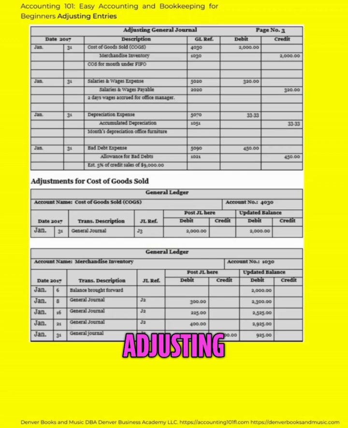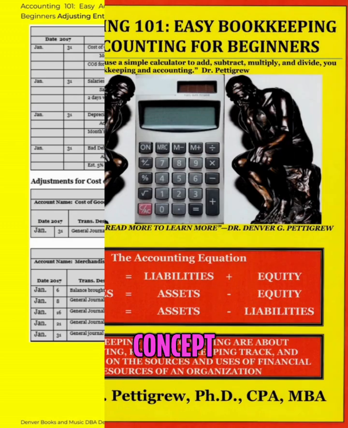After the adjusting entries are completed and posted to the general ledger, a post-adjustment trial balance is prepared and the debit and credit columns total are checked to see that they are equal in accordance with the double entry accounting concept discussed earlier.